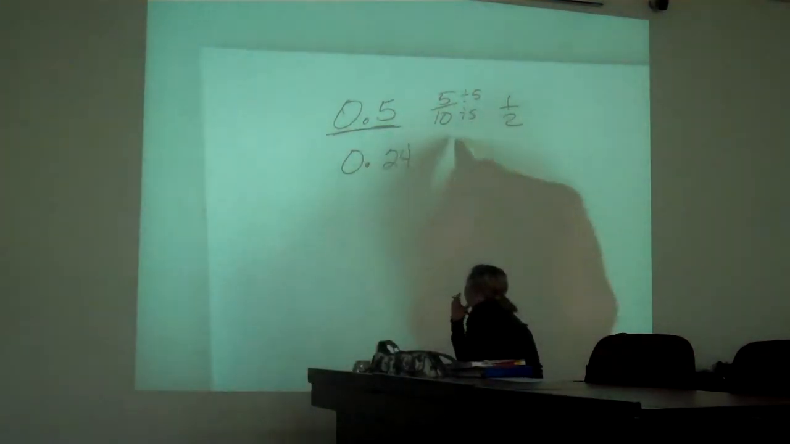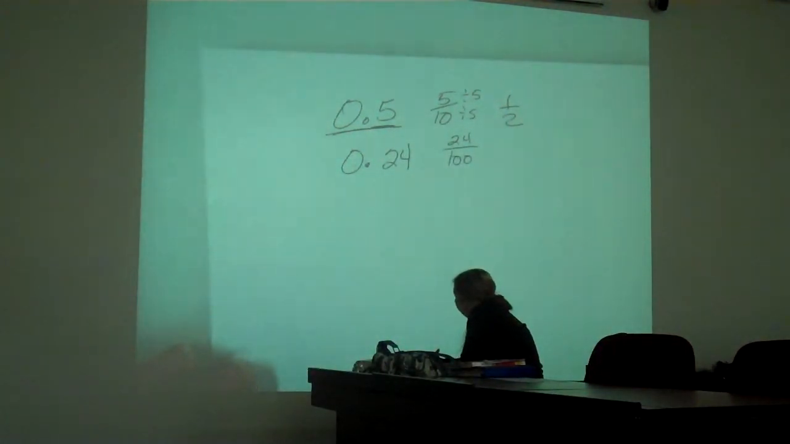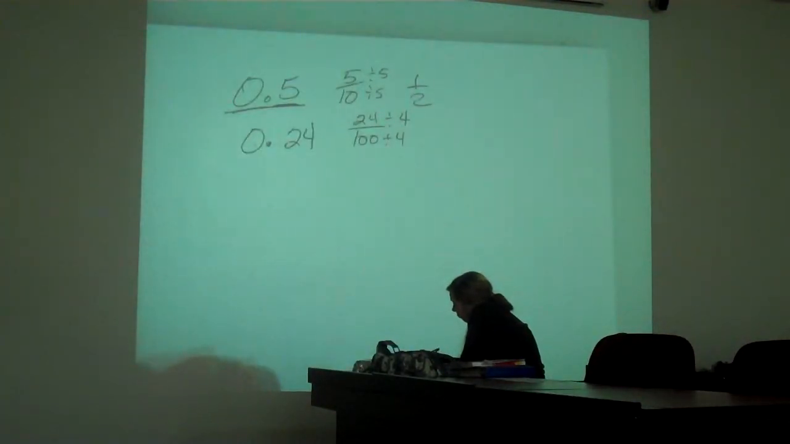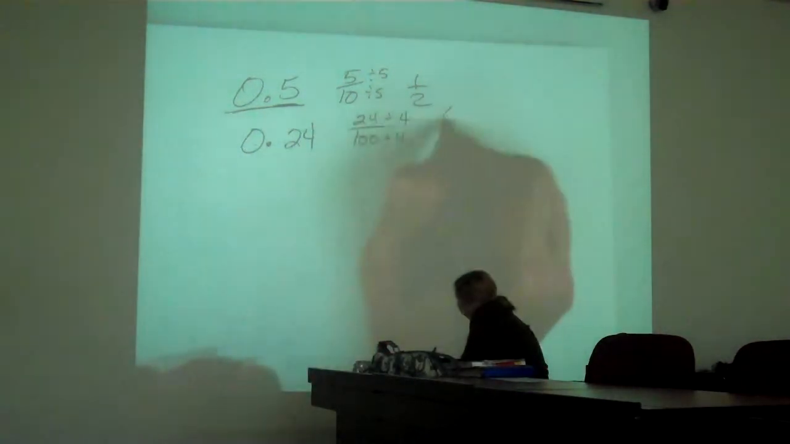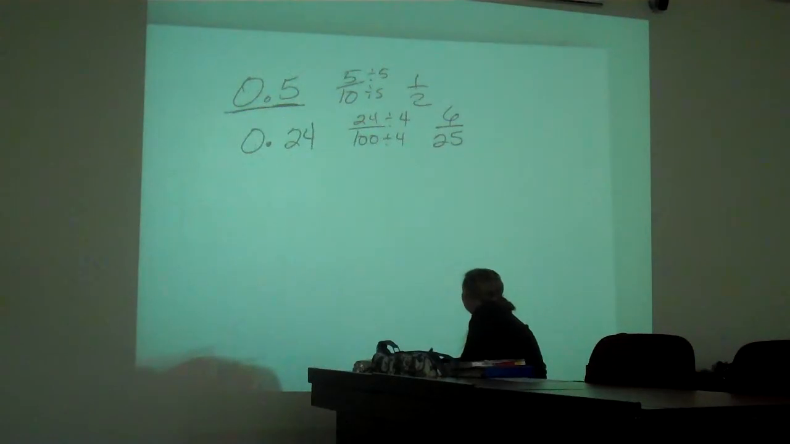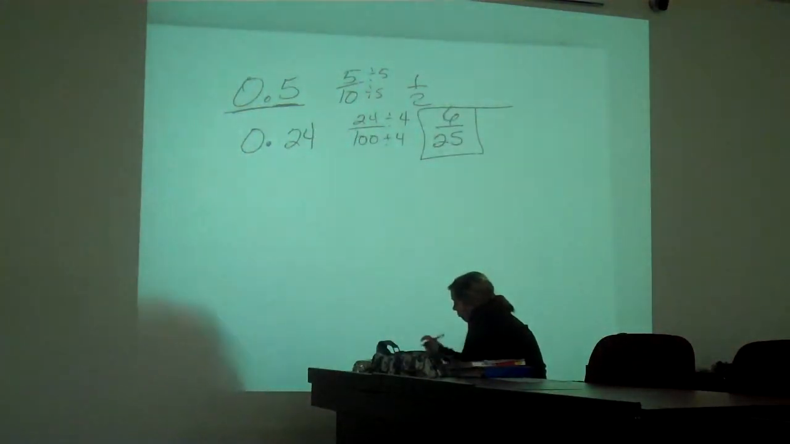24 hundredths. What can we divide by? Divide by 2, which is the easy one. Let's try 4. 6 and 25. Those won't divide, will they? No. 2 and 3 and 5 and 5. So that's as far as you can go on that.